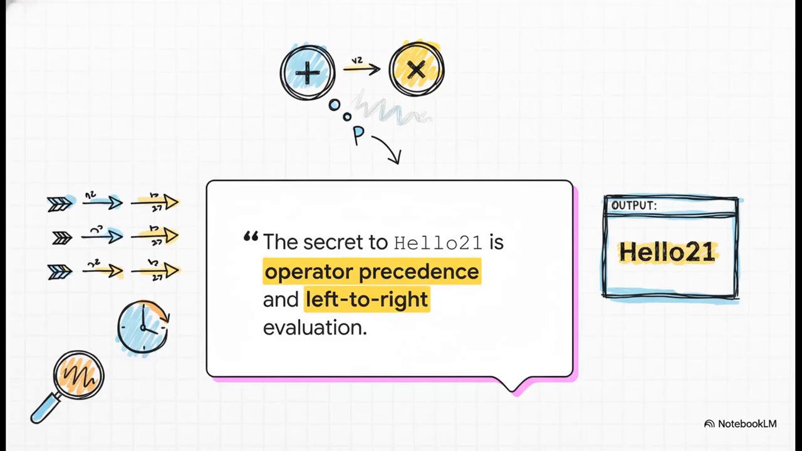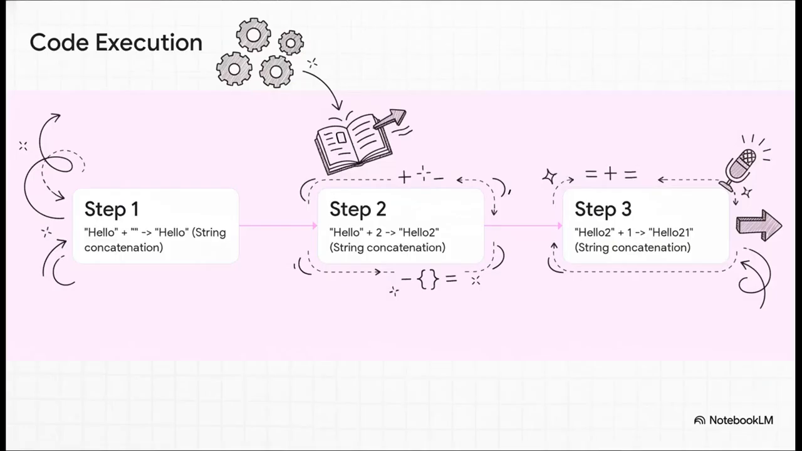And that brings us right back to our opening mystery. The output is in fact hello 21. And the secret, the whole thing, lies in understanding how that little plus operator behaves in Java's strict left-to-right evaluation order. Okay, this is where it all comes together, and this is so cool. Java evaluates this expression strictly from left to right.